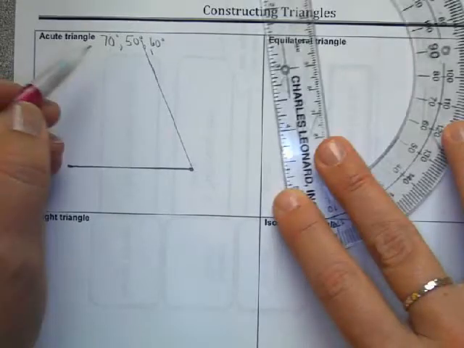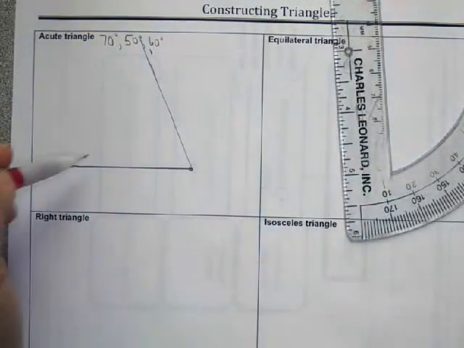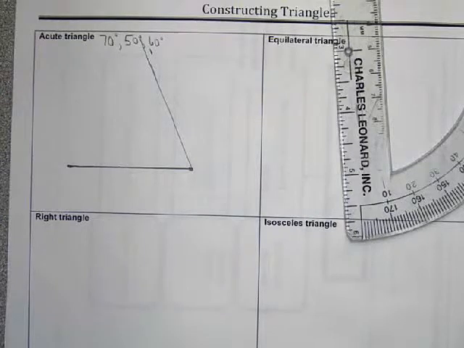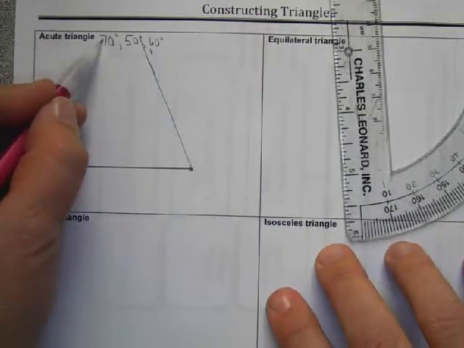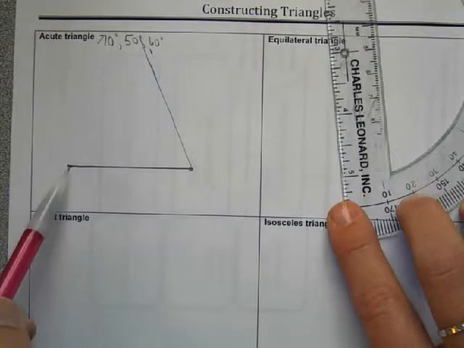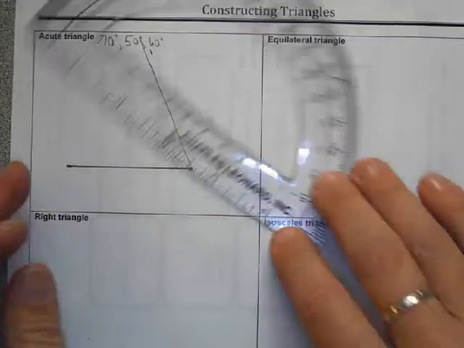Now, in construction, you may have overlapping, you may have extra marks, and that's okay. We normally don't erase those when we're doing constructions. So now my 70-degree angle is done. So from the other end of the segment, I can create either my 50 or my 60-degree angle. And I'll do the 50-degree angle.